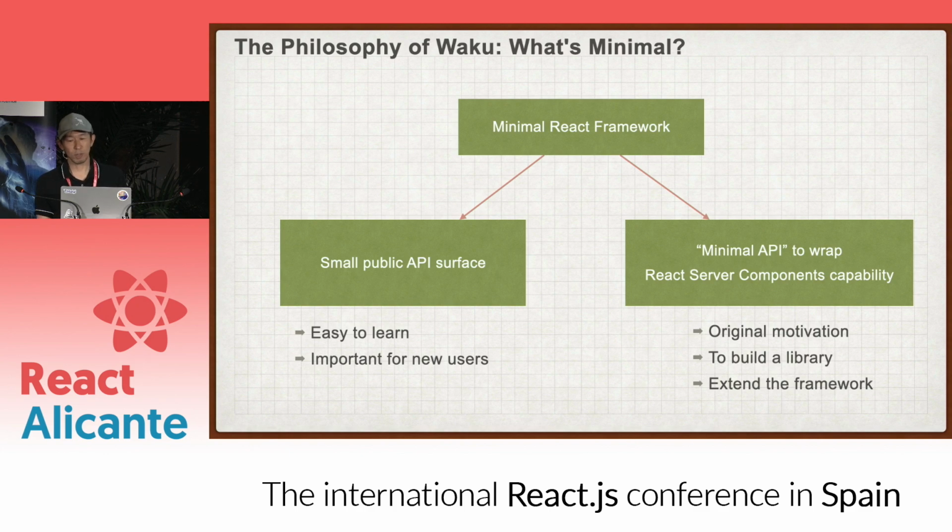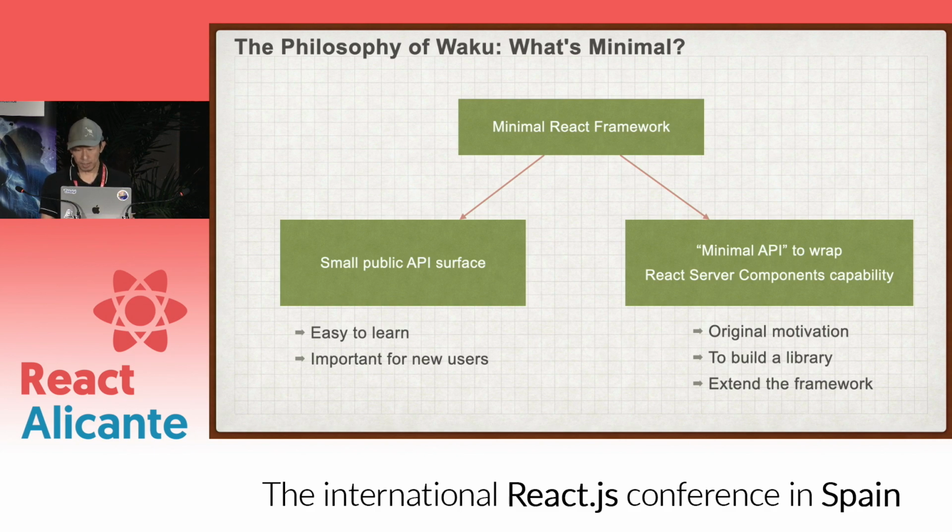Now, let me explain what I think makes Waku unique. We call Waku a Minimal React Framework. What does minimal mean? Actually, minimal here has 2 aspects. The first aspect is the public API surface. We keep the public API small and easy to learn. This helps new users get started quickly. I hope I was able to explain that in the first part of my talk.